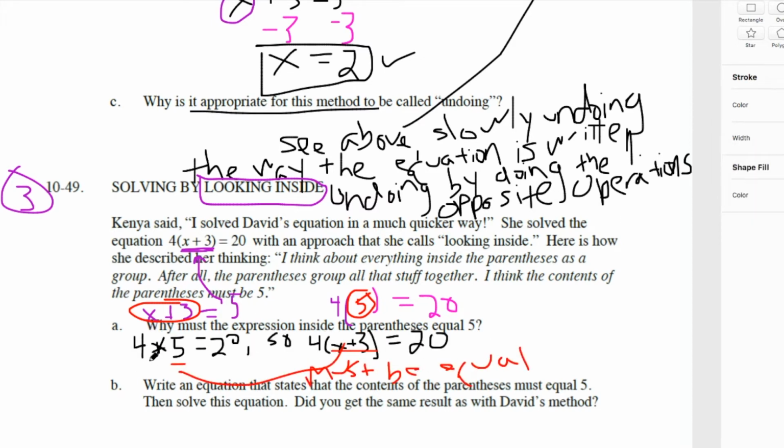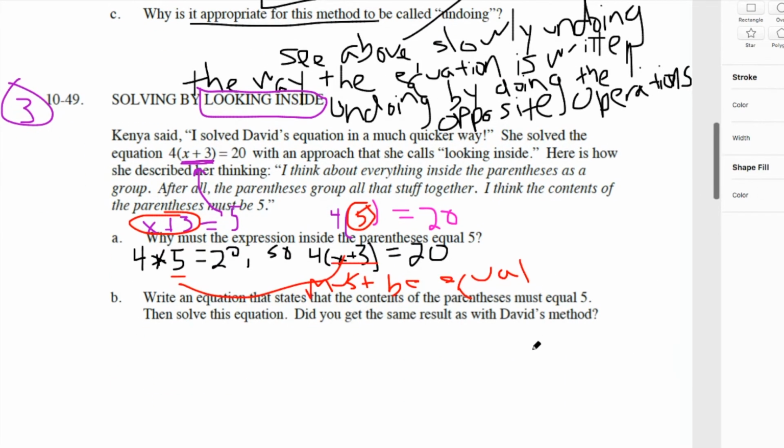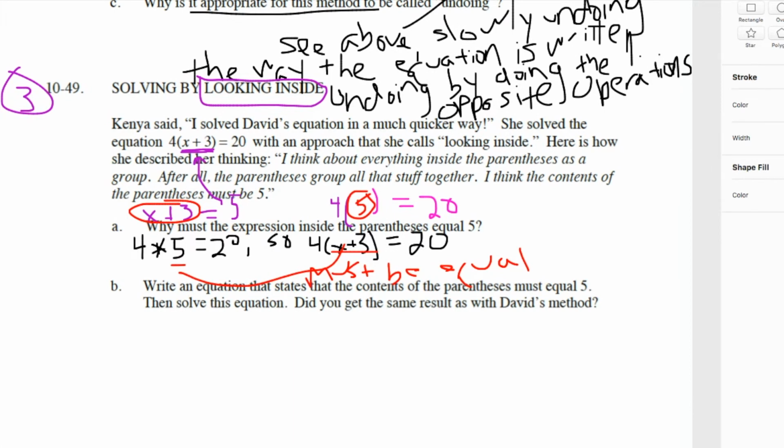So I'm sort of justifying this here, that the only way we can get from 4 to 20 is by multiplying by 5. So if we're multiplying 4 times x plus 3 to get to 20, then x plus 3 must equal 5. Write an equation that states the contents of the parentheses must equal 5 and solve the equation. This is called the looking inside method here.